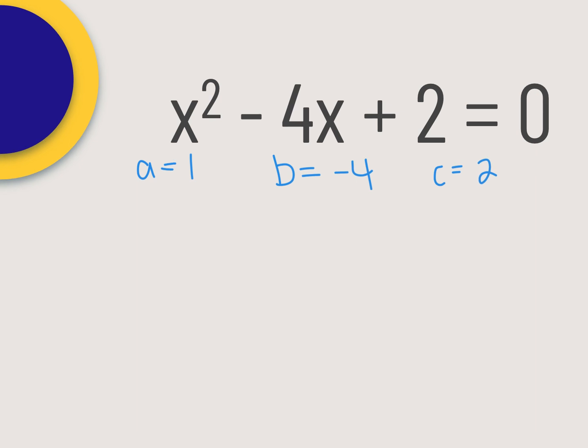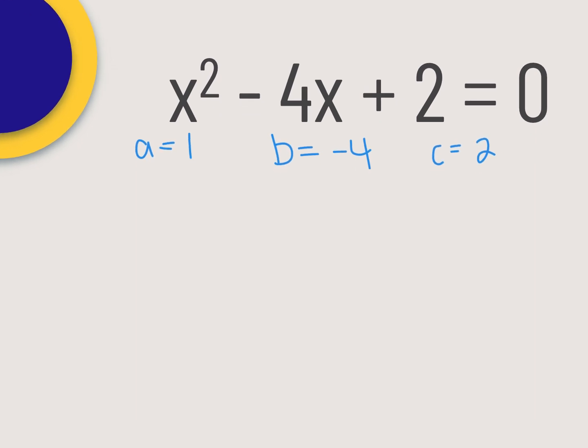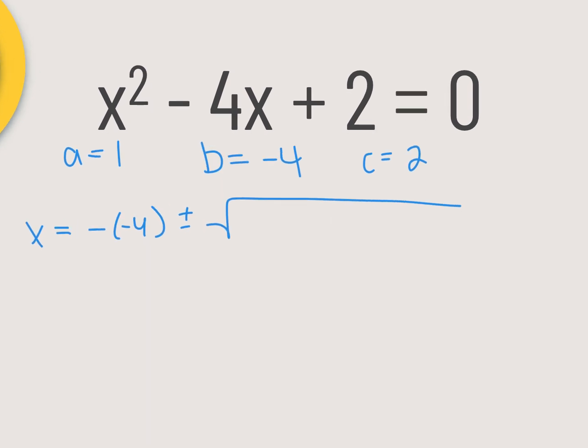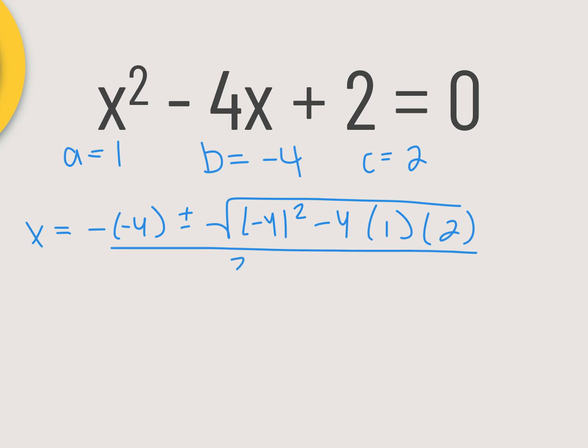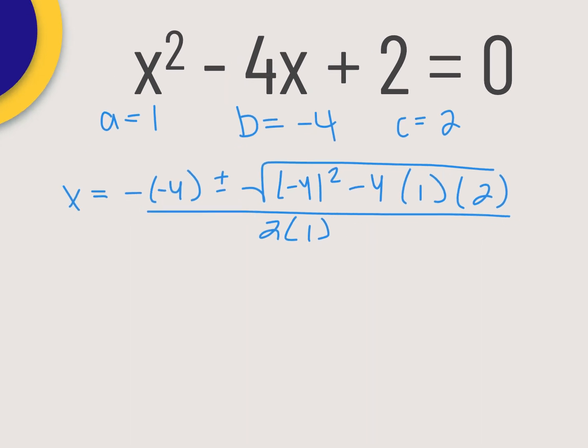So now the hardest, or the most important step, I should say, is taking your numbers and putting them into the formula. So I have x equals negative b, negative 4, plus or minus the square root of negative 4 squared, minus 4 times a, which is 1, times c, which is 2. And that's all divided by 2 times 1. Make sure, guys, that in that first step you have all of your signs correct. Don't try to conserve space. Don't try to skip any steps. Just make sure you have all your signs correct.